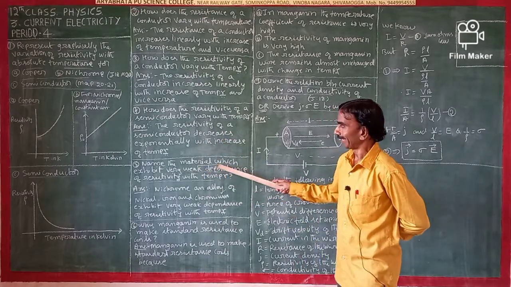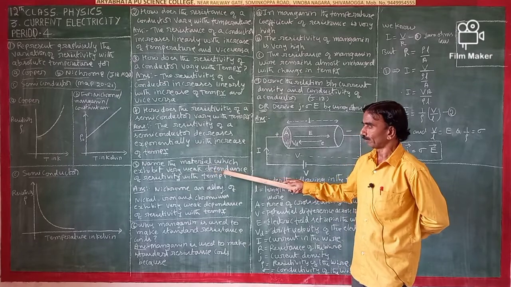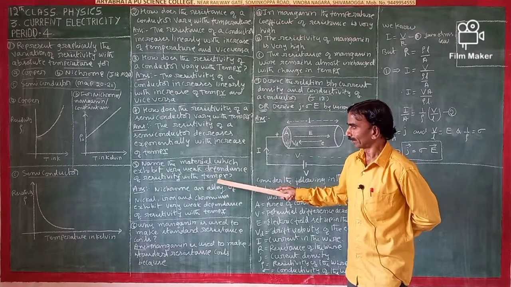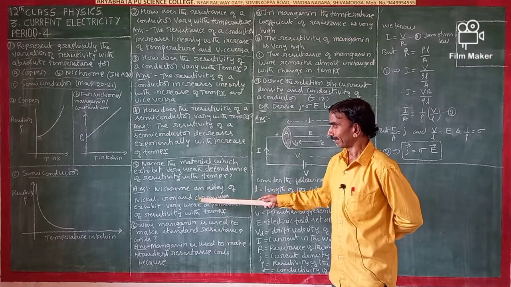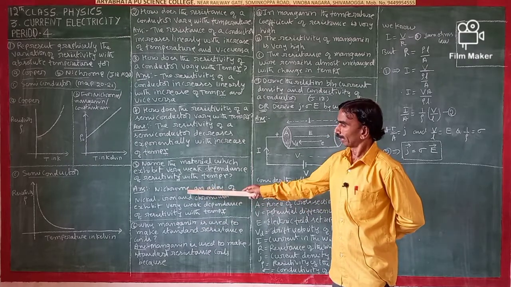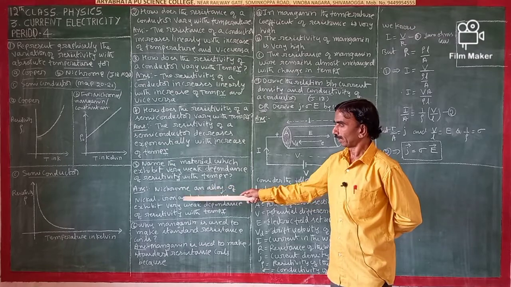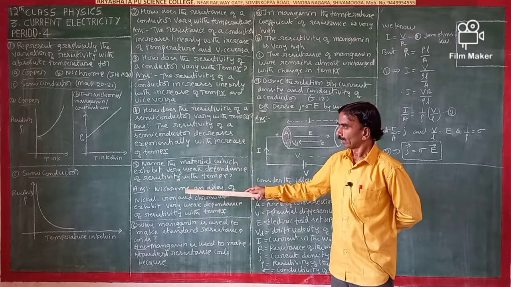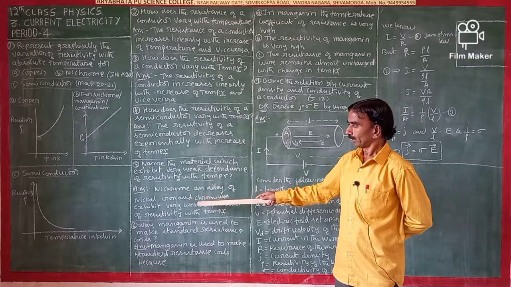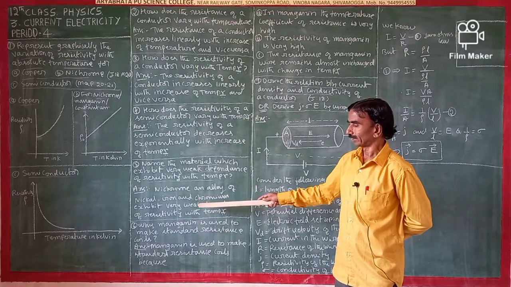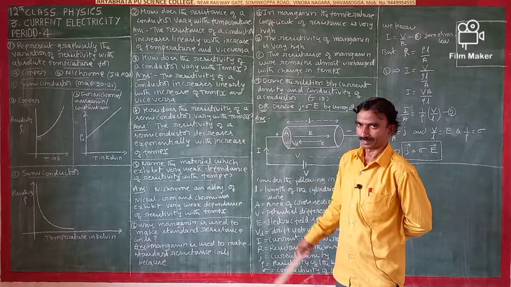Next, name the material which exhibits very weak dependence of resistivity on temperature. Nichrome, an alloy of nickel, iron and chromium, exhibits very weak dependency of resistivity on temperature.